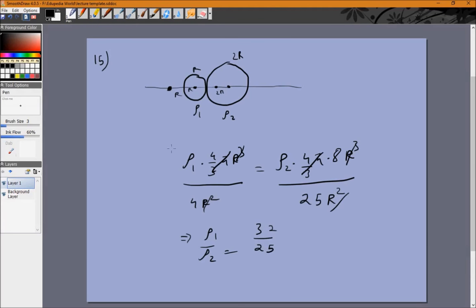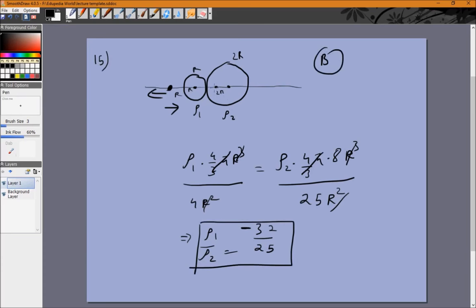But they have to be opposite signs, because this will have a field in this direction and this has to have the field in the opposite direction. That is the other thing the questioner is trying to test us on. What is the sign? If the electric field here is 0, both of them have to have opposite signs, which means ρ1 by ρ2 will have to be minus 32 by 25. So this gives us option B.